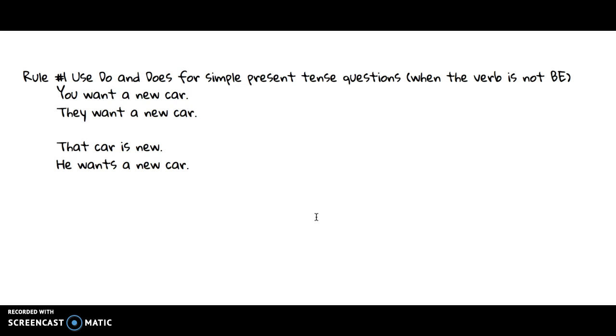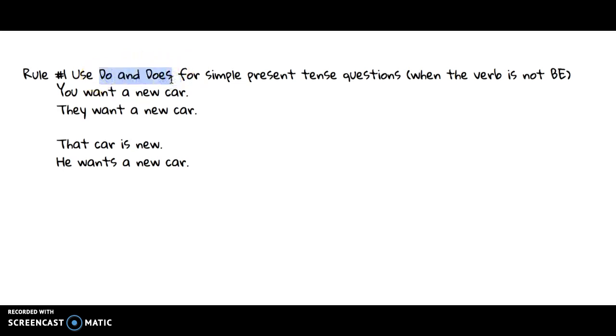Rule number 1, use do and does for simple present tense questions. Do and does are in the present tense. So, you want a new car. This is in present tense. So my question will say, do you want a new car? They want a new car. Same thing. I have a present tense question. Do they want a new car?